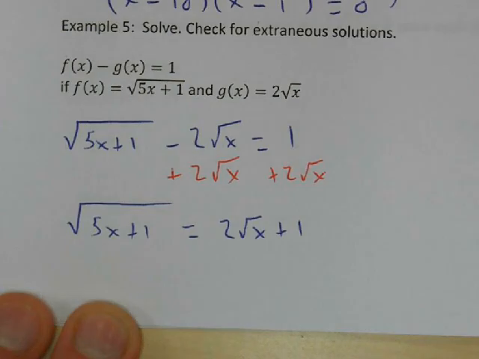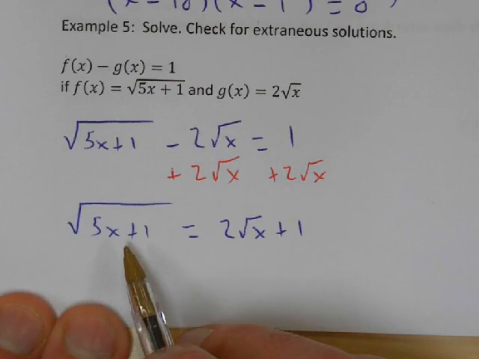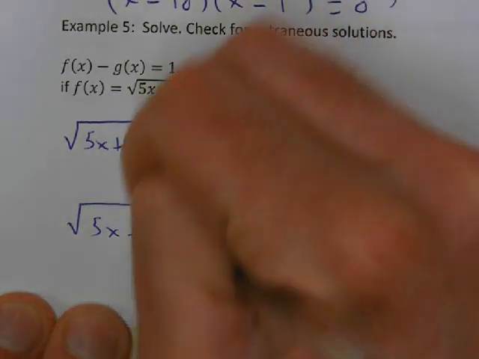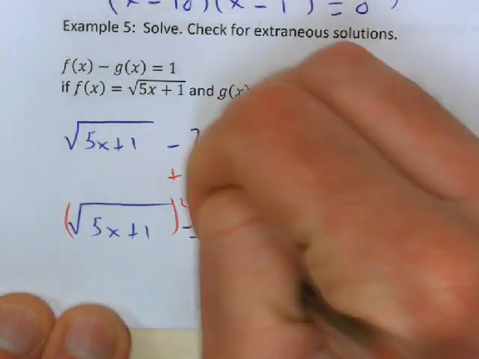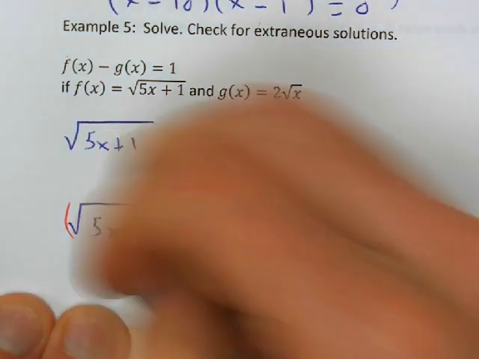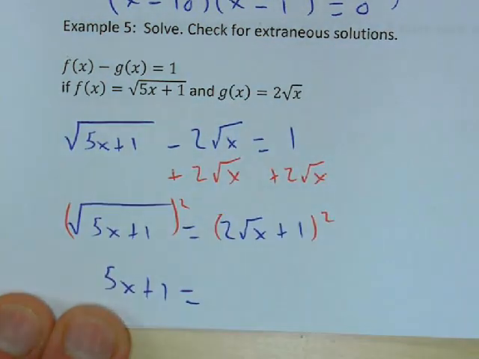Okay, all right. Now that I've got one of the radicals by itself, because that's basically our goal, to get one of them by itself, doesn't matter which, I'm just picking the bigger one. Now I want to square both sides. Okay, so if I square both sides, well, the left side's easy. I just get 5x plus 1. And the right side's a little bit harder.